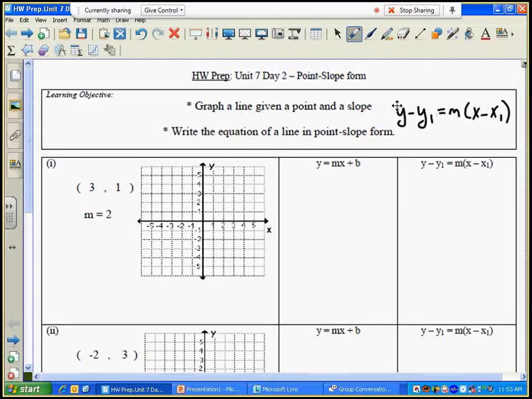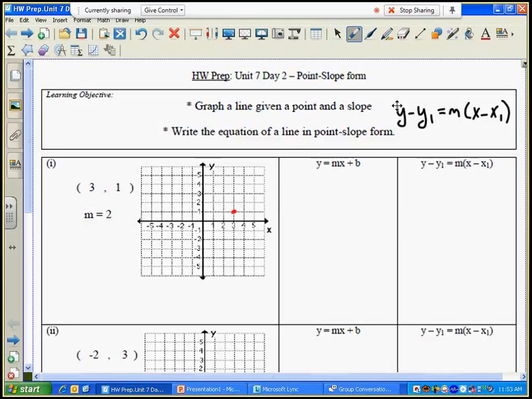This is point-slope form. It's another way to write an equation of a line. Take a look at our first example. You're given a point 3, 1 and a slope of 2. That's a point and a slope. I want to practice graphing this line. Okay, so 3, 1 would be here. Go ahead and make that point.